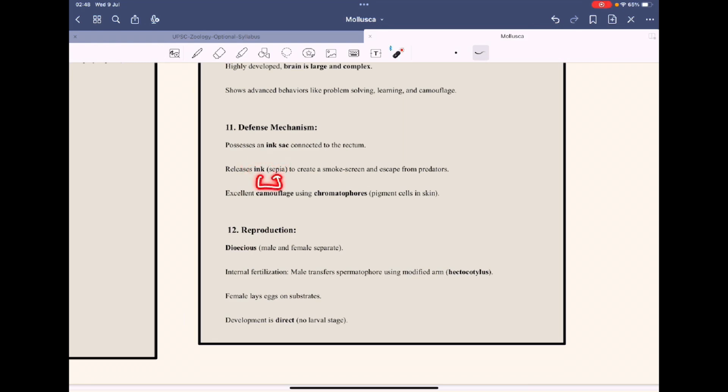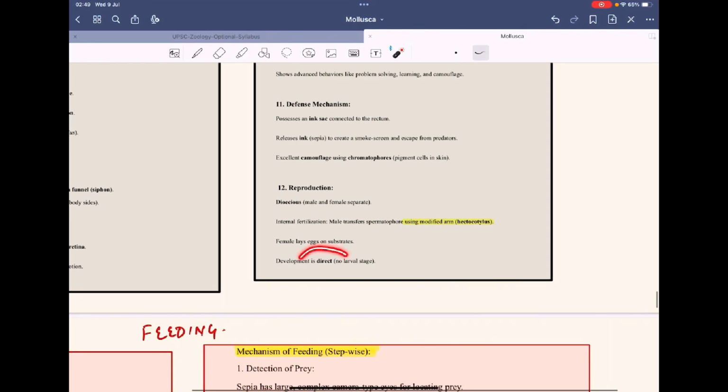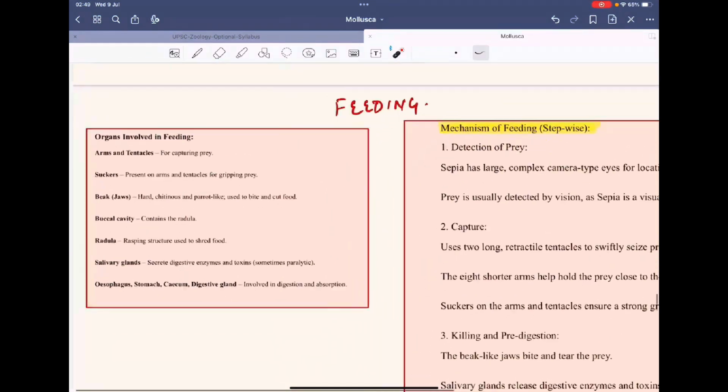That's why this ink is called sepia. Sepia is a smoke screen like ink that is produced. It is an excellent camouflage, and it uses chromatophores. It has pigment cells on the body. The reproduction is dioecious. They have internal fertilization. They have a modified arm called the hectocotylus that helps in the reproduction. And the female lays the eggs on the substrate, and the development is direct. There is no larval stage.